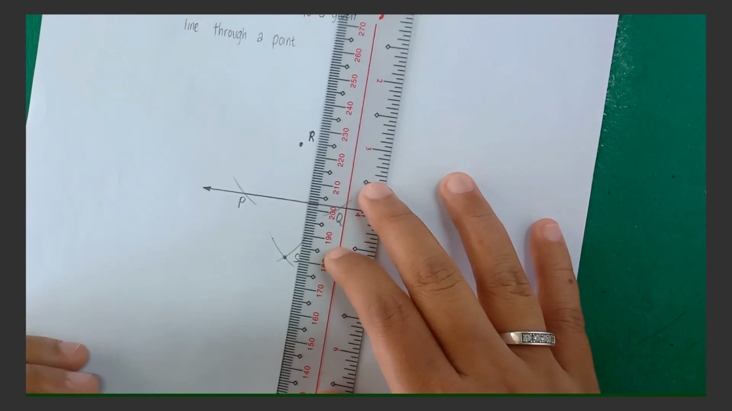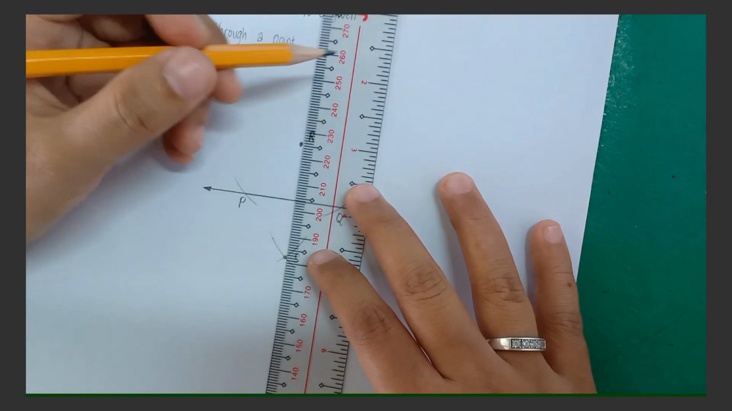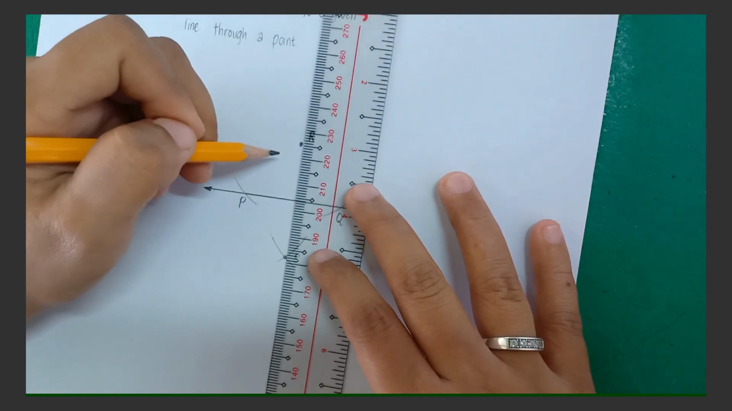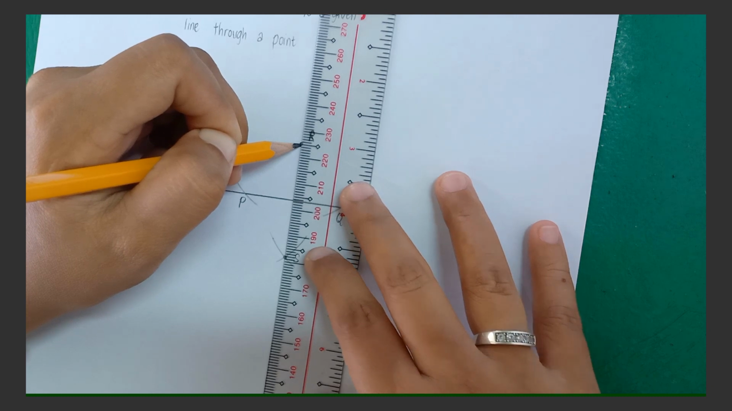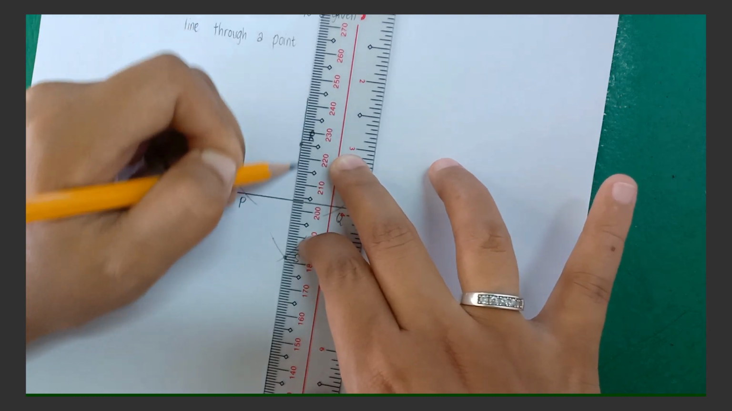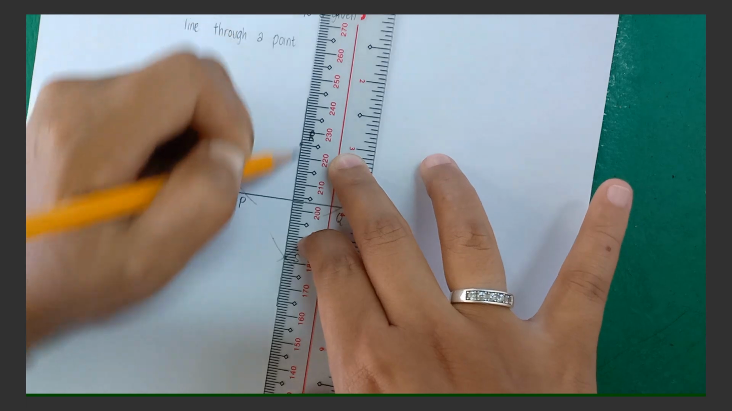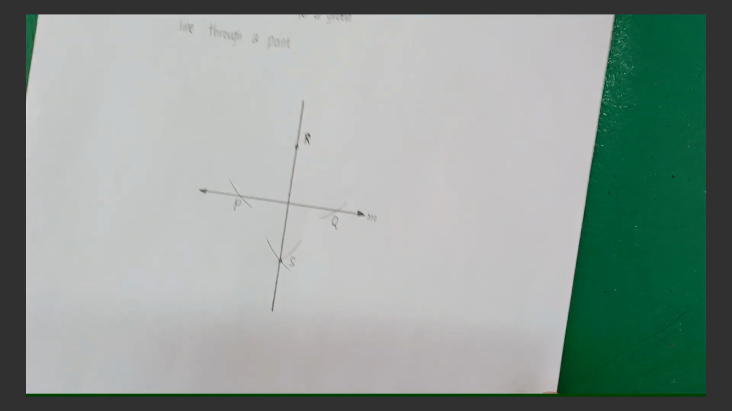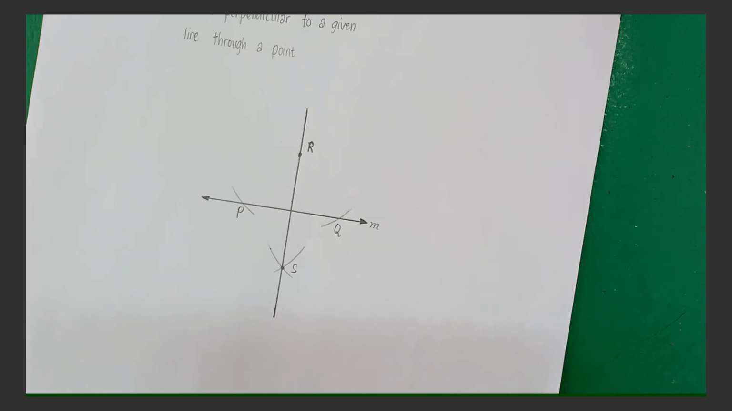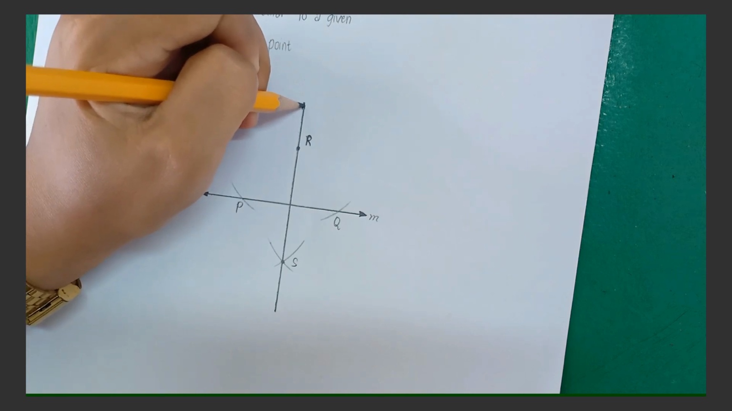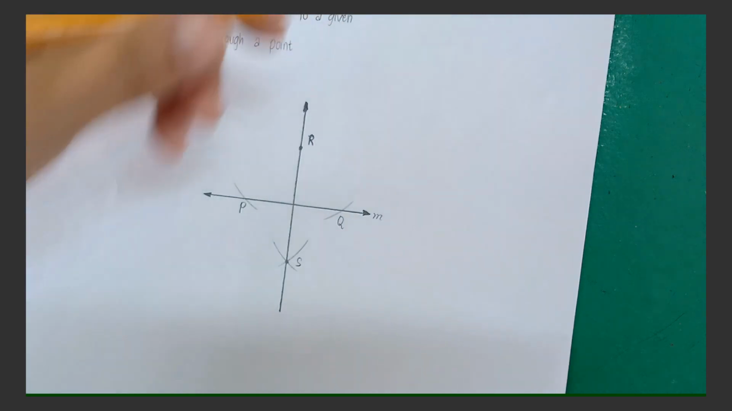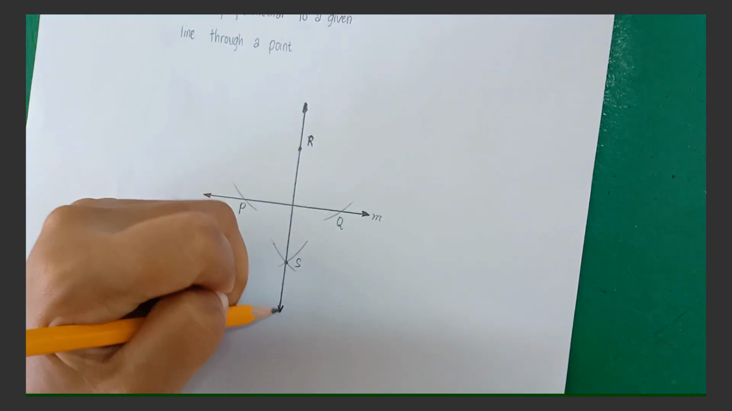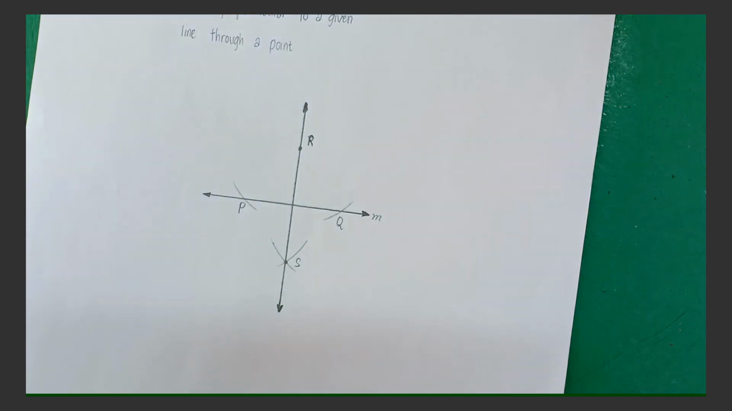So draw the perpendicular line from R to the line, or beyond if you wish. Okay, from here. So let's have the perpendicular line. And now we're done. It is perpendicular to the first line and passes through the point R. It also bisects line PQ, or our line M, or divides line M into two equal parts.